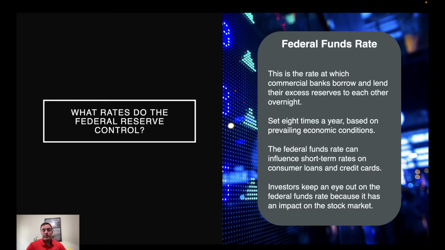The federal funds rate is set 8 times a year based on economic conditions. This year it'll be set 8 times, but in previous years, if all goes well, they don't really need to mess with it. But again, it's for short-term debts like home equity lines of credit, credit cards, and auto loans.